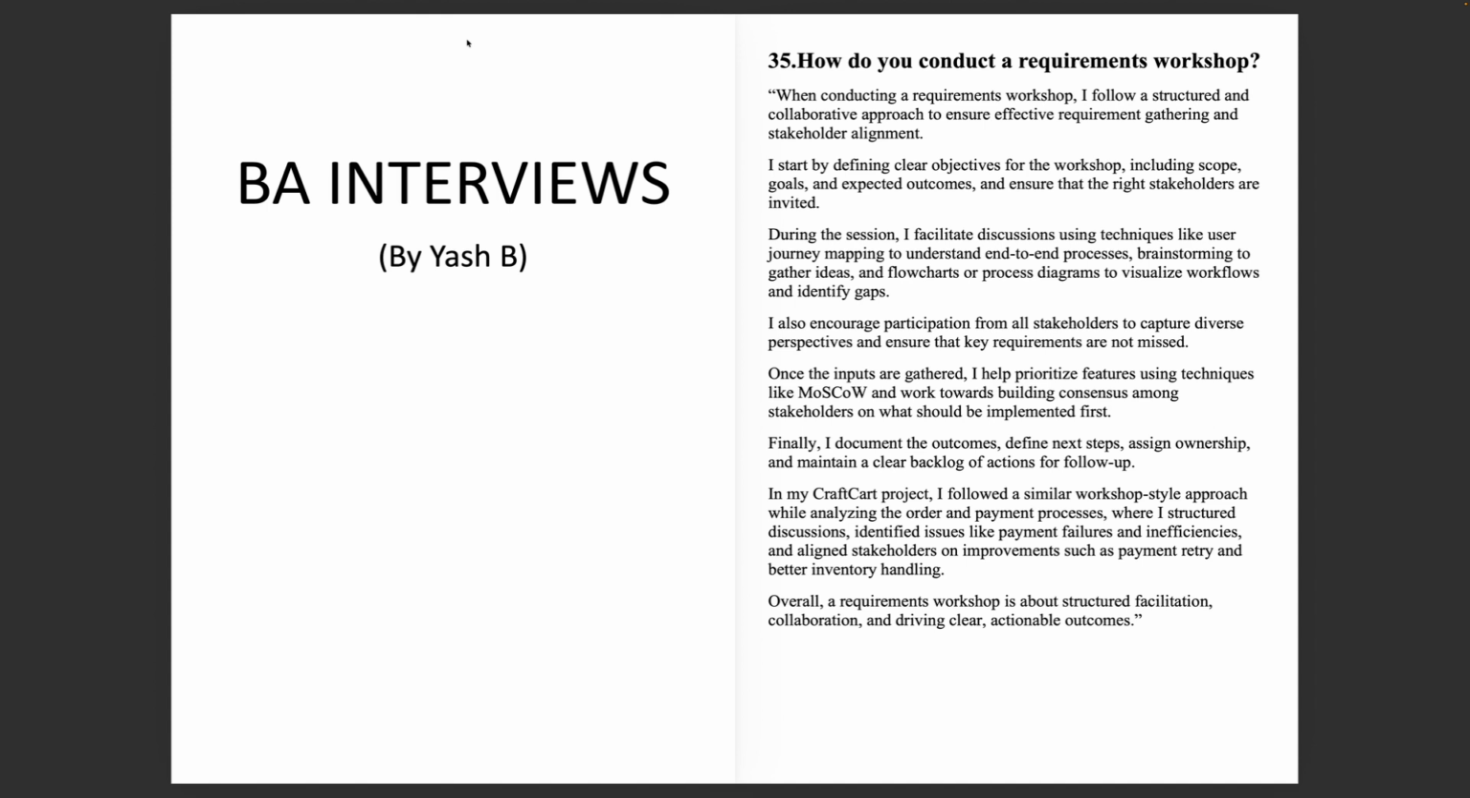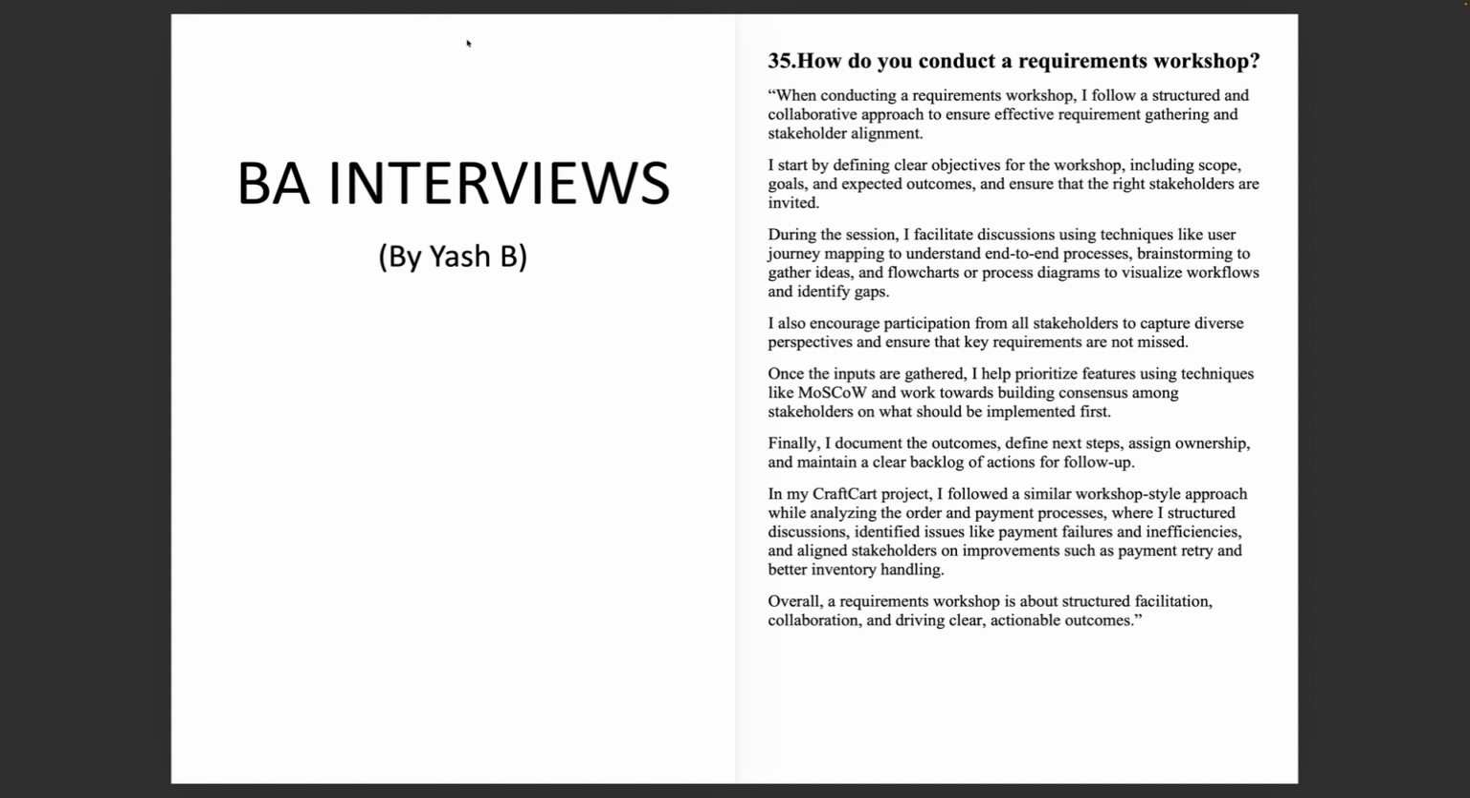Step 4 is to identify gaps and priorities. I help identify current process issues, missing functionalities, dependencies, and improvement opportunities. I also prioritize requirements using methods like MoSCoW, voting, or value versus effort analysis. Step 5 is to document outcomes. After the workshop, I document decisions, capture action items, assign ownership, and share meeting notes for validation.